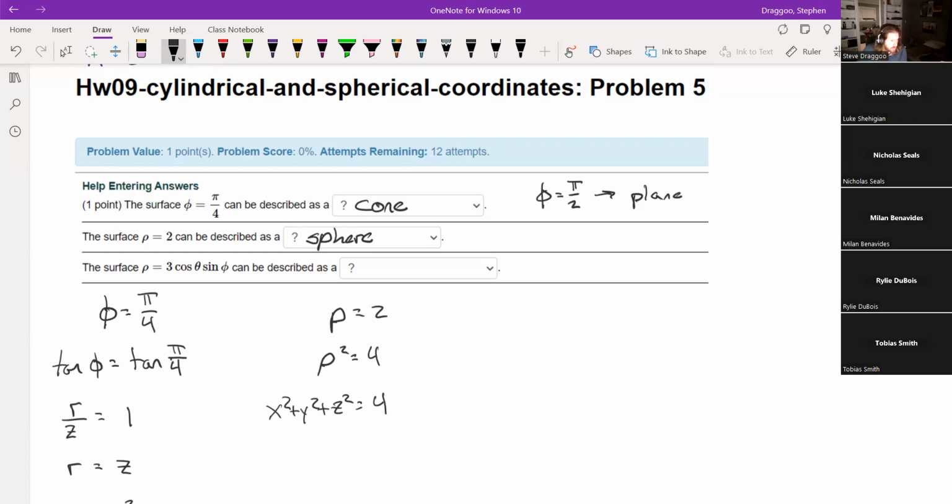And then the next one over is also a sphere, I think. Just an odd way of getting there. So let's talk about why it happens. So this is the one that I think is most useful to see its conversion into rectangular coordinates. So I've got rho equals 3 cosine theta sine phi. And we got to do something with this, right? Right. Probably.